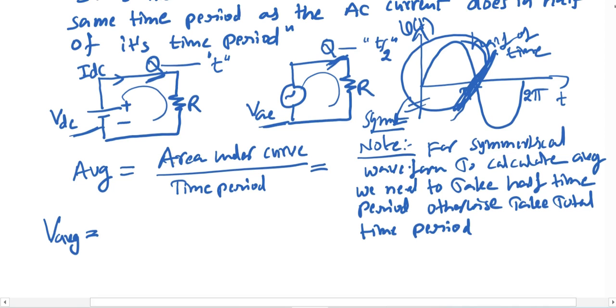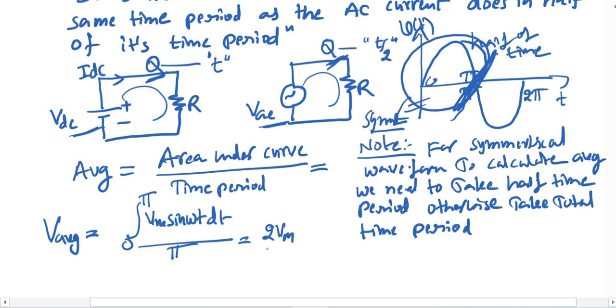So if you take the area under this half period, I can write this area as the integral from 0 to pi, taking the half period, of Vm sin omega t dt, divided by the time period. What is the time period from here to here? It is 0 to pi, so I can take it as pi. If you simplify this equation by using your integration formulas, you get 2 Vm by pi, which is obviously 0.637 into Vm. So this is the average value for a sinusoidal signal.